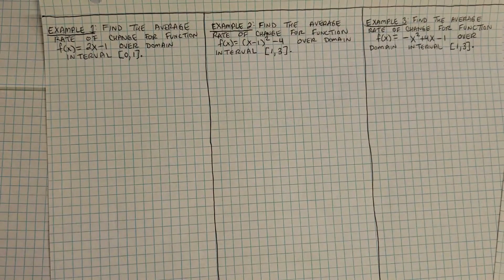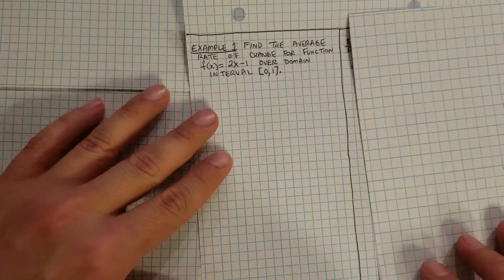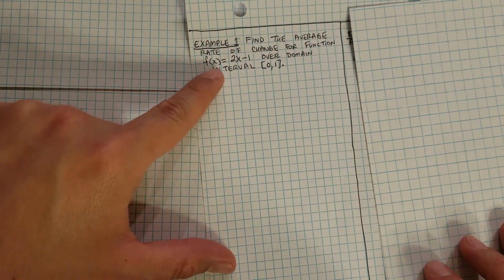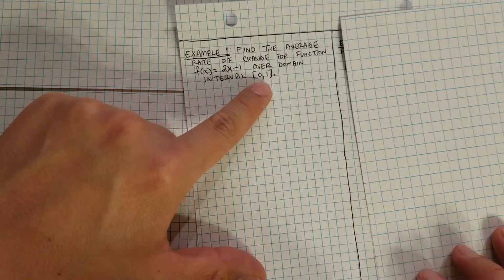So for example number 1, let's concentrate on this one first. Example number 1, it says find the average rate of change of the function f of x is equal to 2x minus 1 over the domain interval 0, 1.